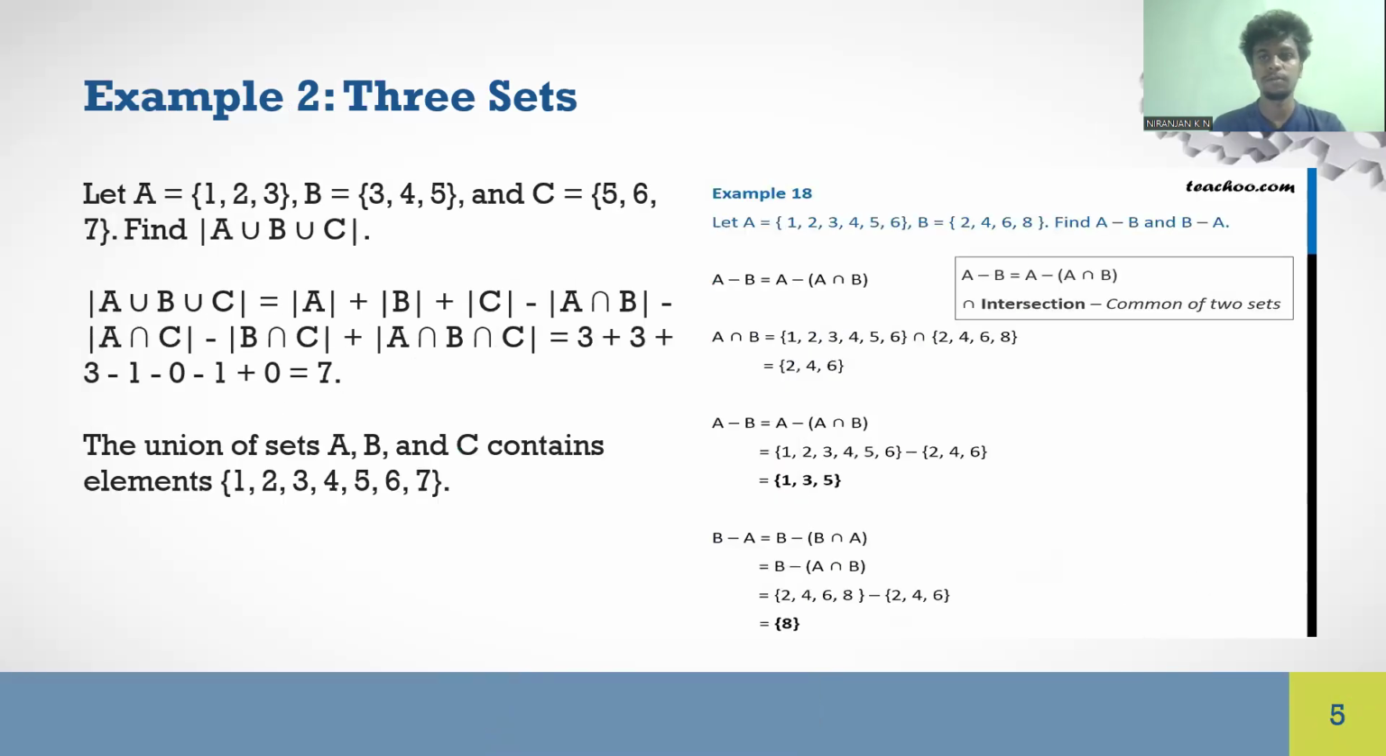So we see another example of three sets. Let A be the set of elements 1 to 3, B be the set of elements 3, 4, 5, and C be the set 5, 6, and 7. We have to find modulus of A union B union C. So we finally get the answer as 7, and the union of sets A, B, C contains the elements 1, 2, 3, 4, 5, 6 and 7. As you can see, this is another example which contains intersections of common elements of two sets.